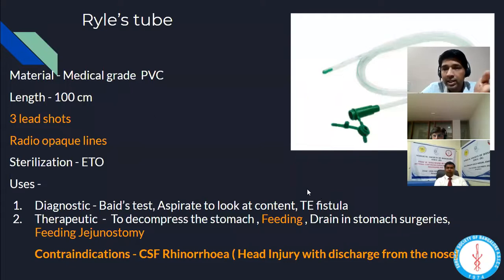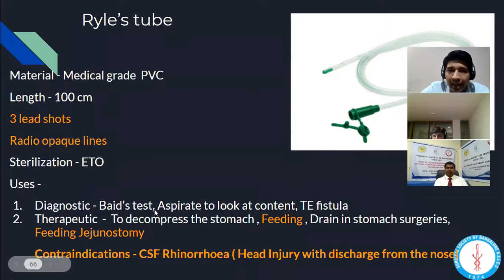Like I said, it is made up of medical grade PVC and it is sterilized by ETO. Now, diagnostically, you can aspirate the contents of the stomach for certain tests. It helps you diagnose tracheoesophageal fistula, and in pseudopancreatic test, you can feel for the Ryle's tube over the anterior abdominal wall. This is called the Bates test.